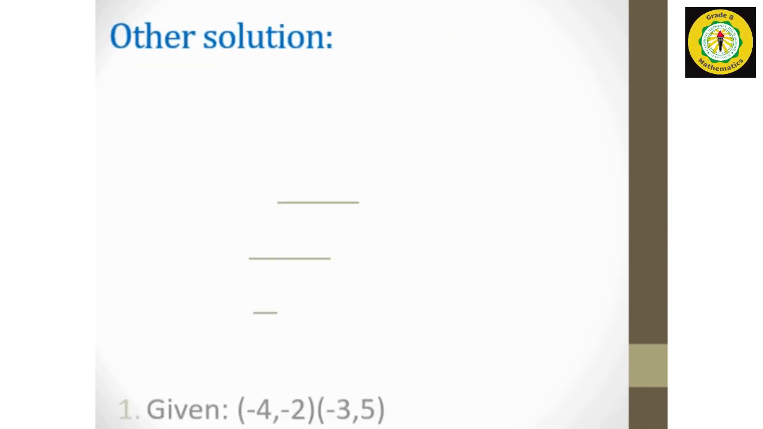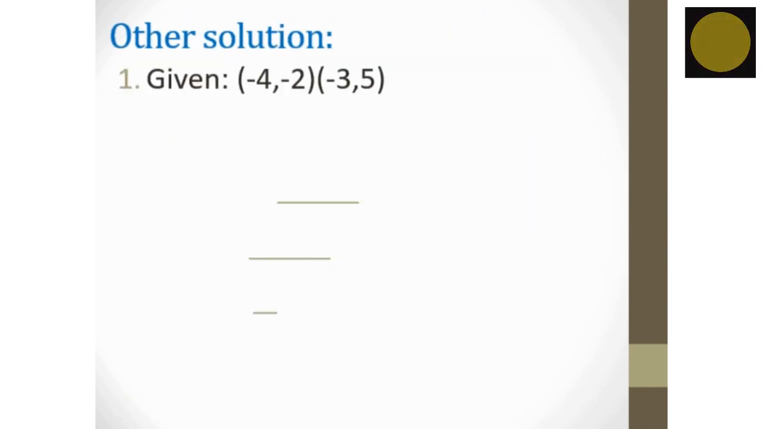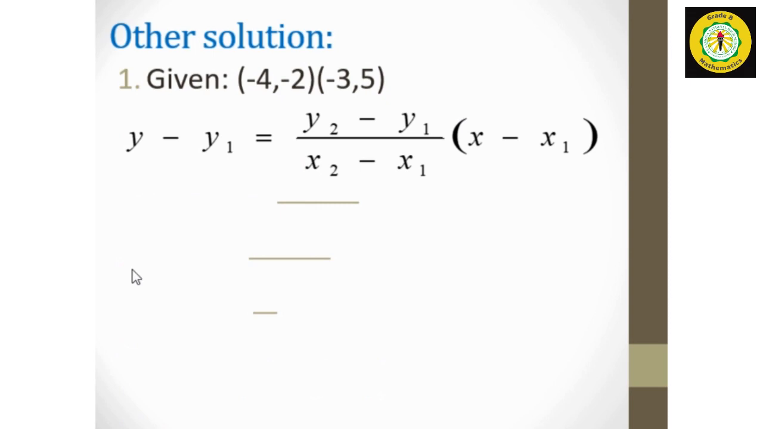Let's use the second formula. So the same 2 points, negative 4 and negative 2, and negative 3 and 5. So here is the formula. Negative 4 is our x sub 1, y sub 1 is negative 2, x sub 2 is negative 3, and 5 is y sub 2.